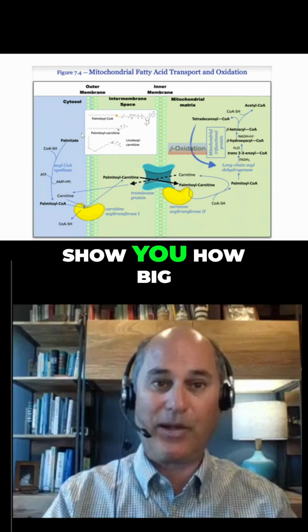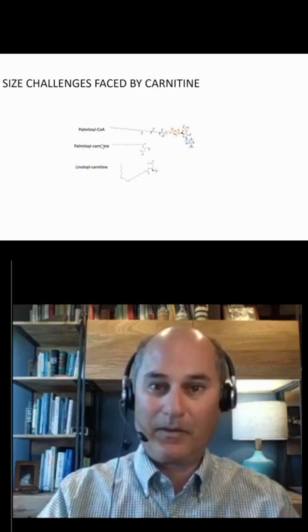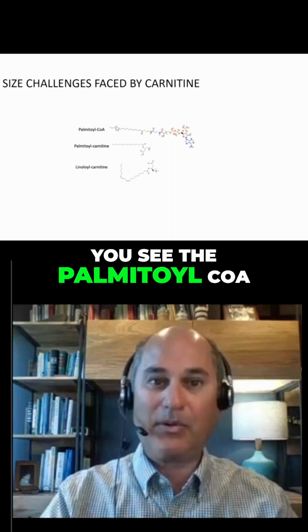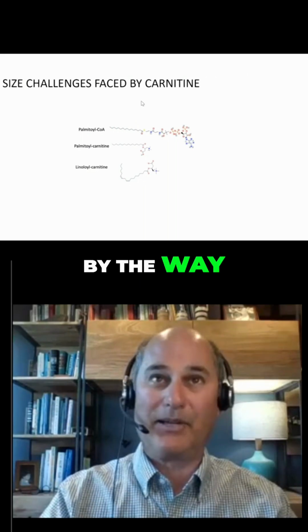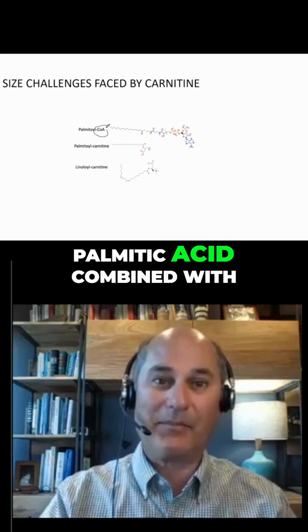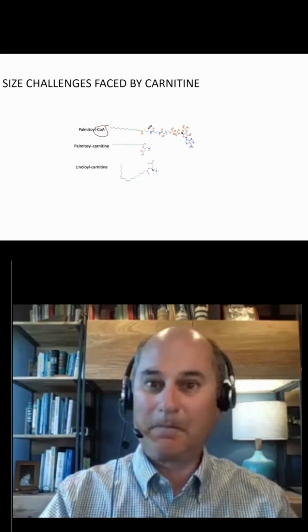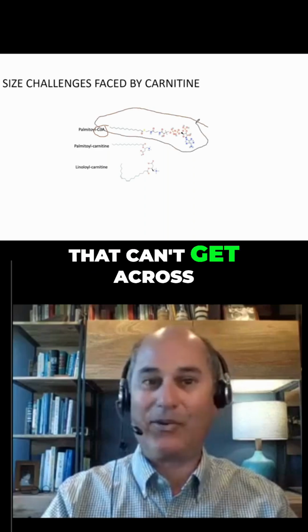And I'm just going to show you how big this thing really is. You see the palmitoyl-CoA? Oh, and there's our CoA again, by the way. Remember I said that was going to become important later? So this is your palmitic acid combined with a CoA. Look how big that sucker is. It's huge. That can't get across the membrane.